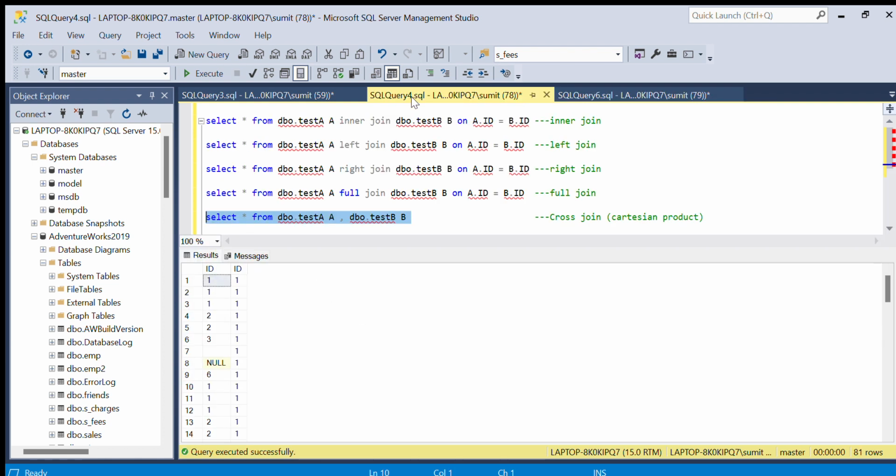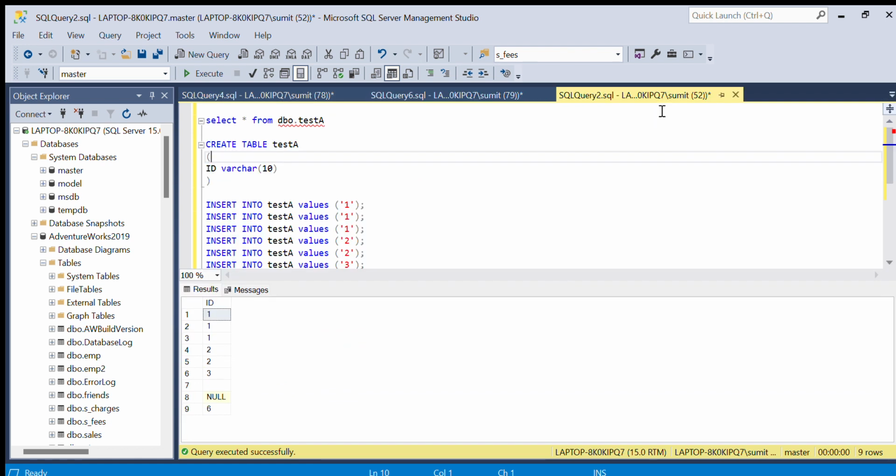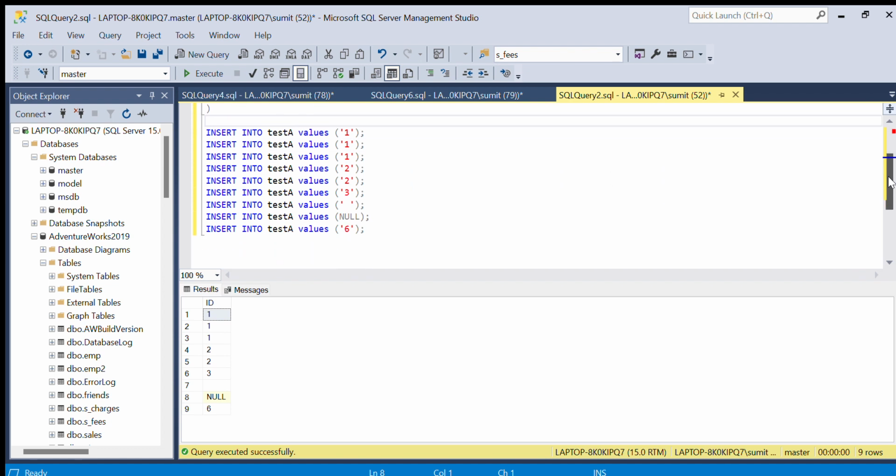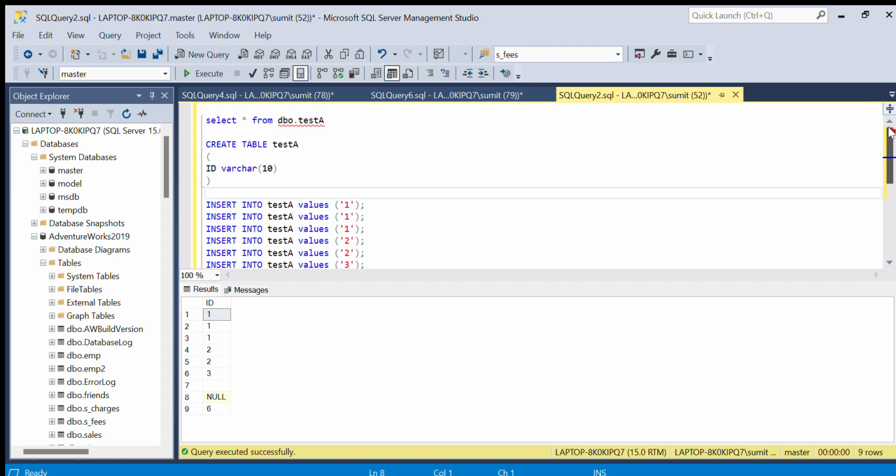So we have tables created. I have one script over there. So let's say we have created table A with the ID column, and we inserted these 9 records, whatever we are going to see with the example. Okay, and if you check with the select query, we have these records: 1 1 1 and 2 2 and 3 and null, blank and null and 6.